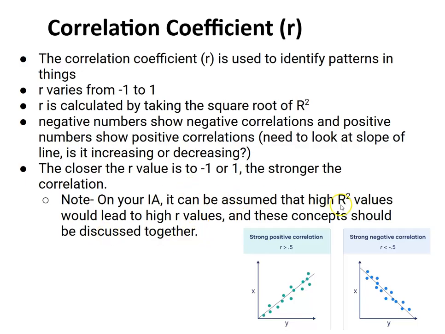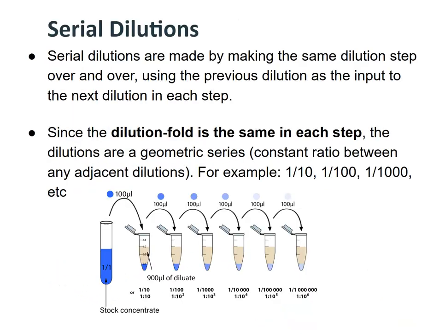It can be assumed that since you are calculating R from R squared values, high R squared values will lead you to high R values. So again, we're going to be discussing these together because one is calculated from the other. You will need to talk about both in the conclusion section of your IA. And then again, the higher the R values are, you're also commenting on the strength of the correlation. So high R squared values or high R values would mean you could say that there's a strong positive correlation or a weak positive correlation, and the same for the negative.